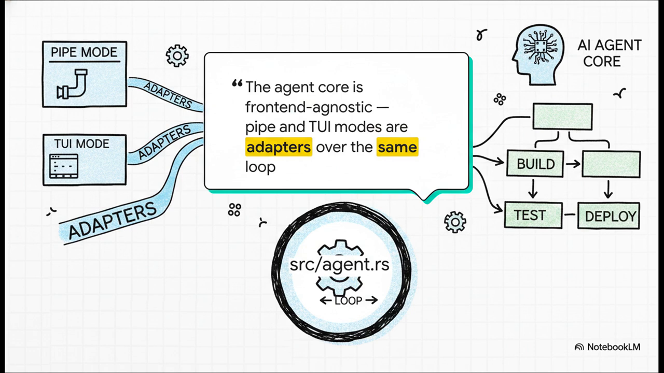thing works. If you're a Rust developer and you want to write a brand new adapter or tweak how the agent loops, you don't have to waste time untangling UI code from core logic. You just dive straight in to src agent.rs. It's just incredibly clean, solid Rust engineering.